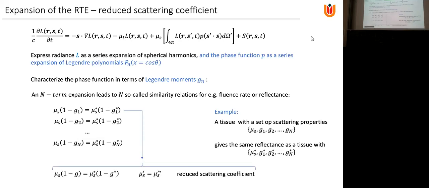Now, because of this, the product µs times 1 minus g1 gets its own symbol because that's useful enough. It's µs prime, the reduced scattering coefficient.